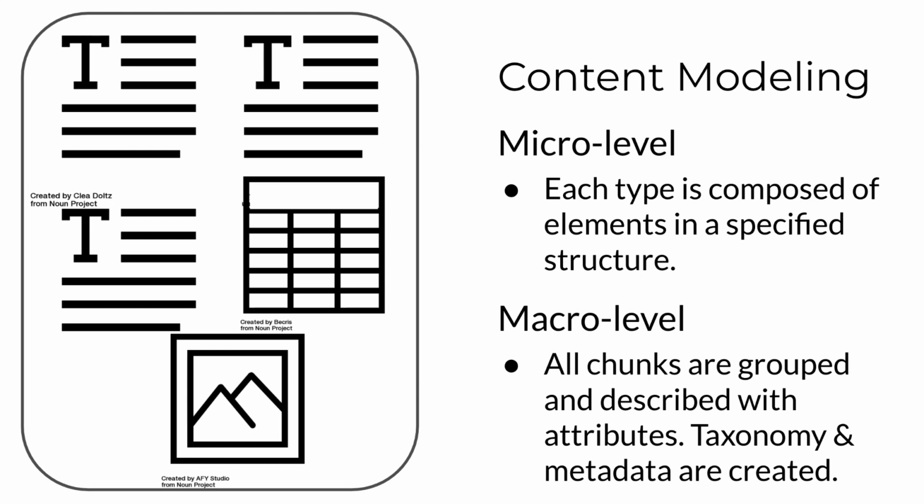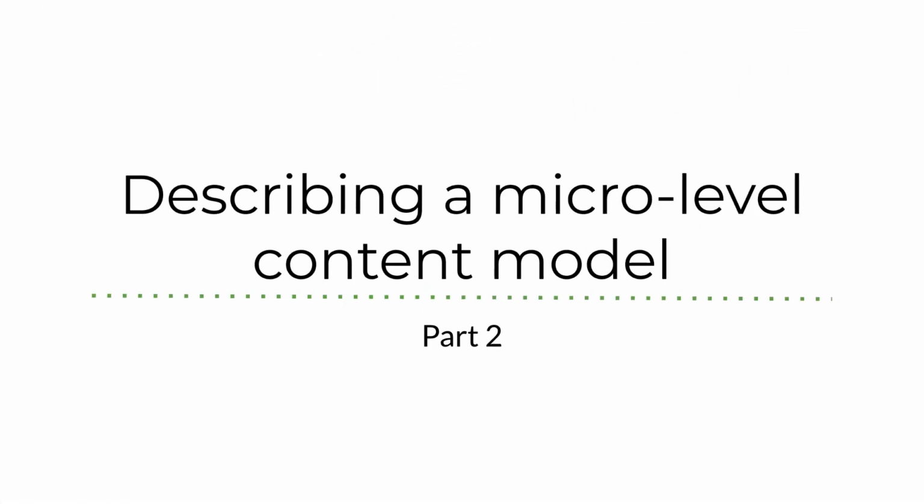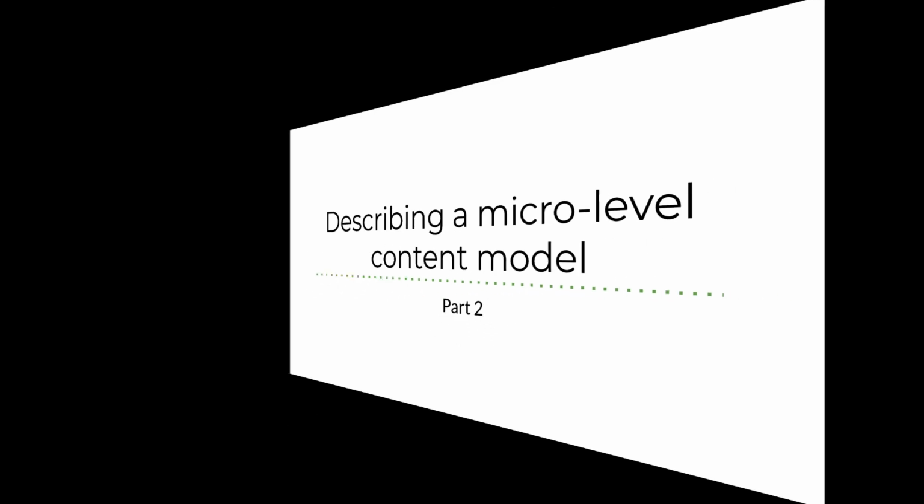At the micro level, each genre or content type is modeled as composed of content elements within a defined structure. At the macro level, all content chunks are modeled by grouping all those types and describing them with their attributes. Then a taxonomy and metadata are created. I'm going to talk about these in a little more detail. Let's start by describing what a micro-level content model might look like.